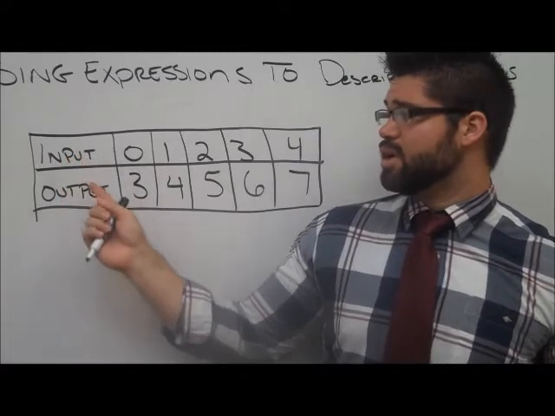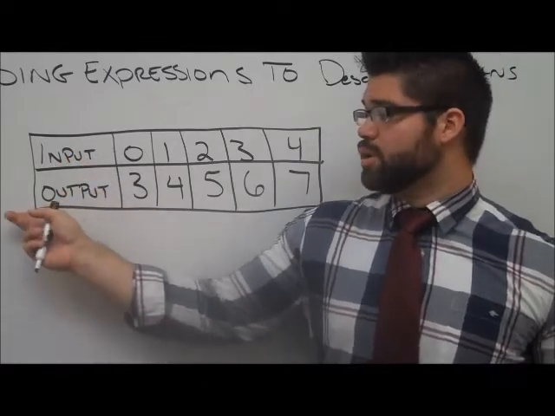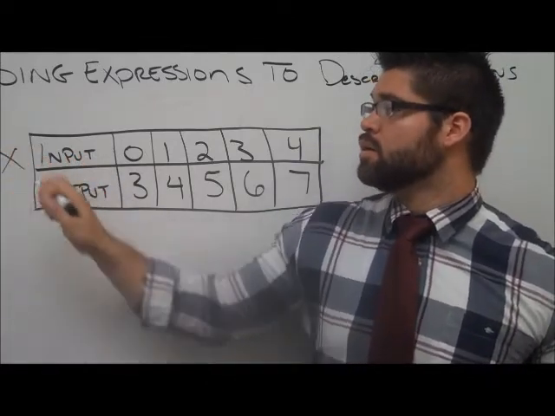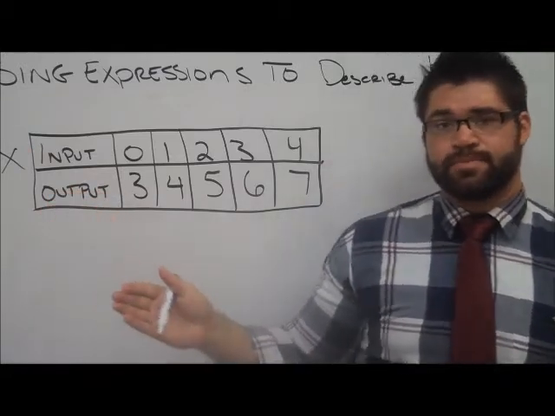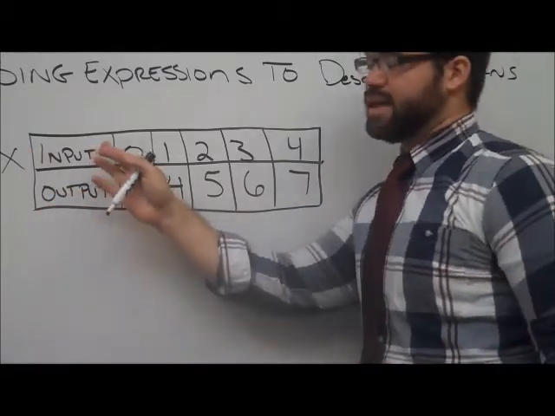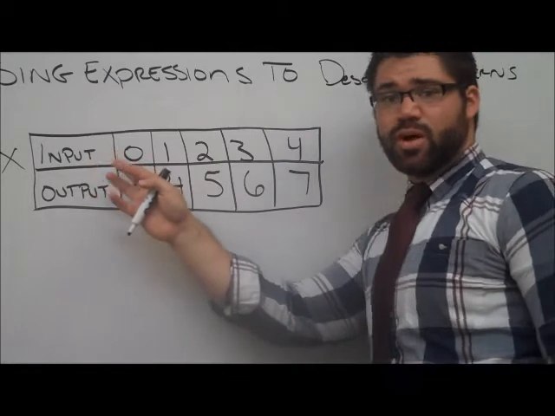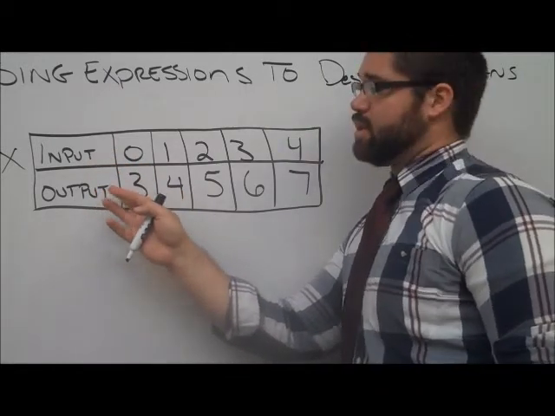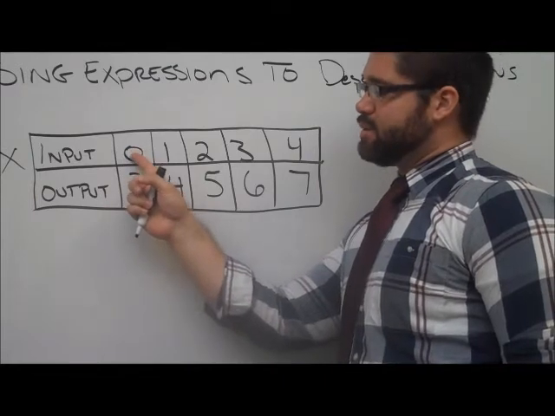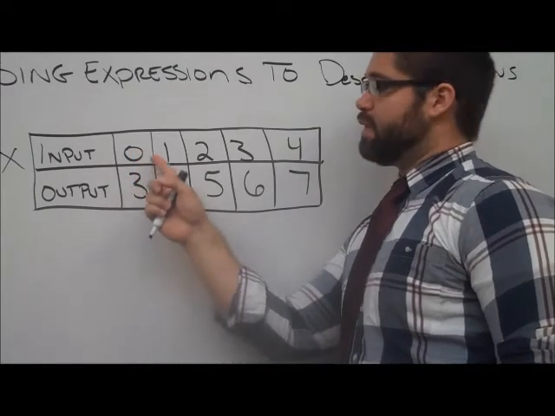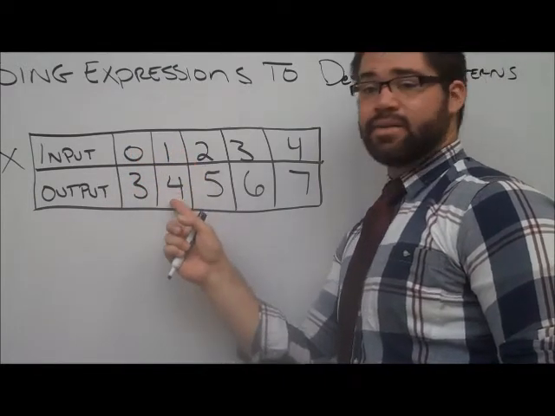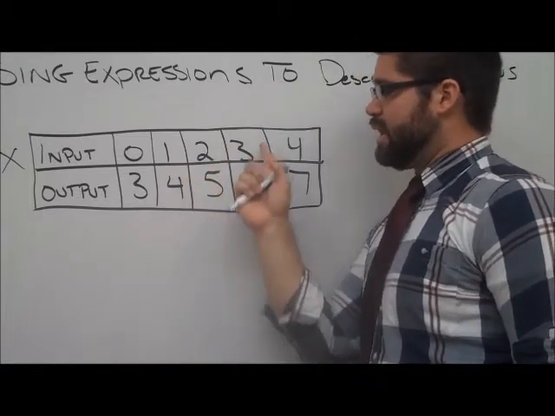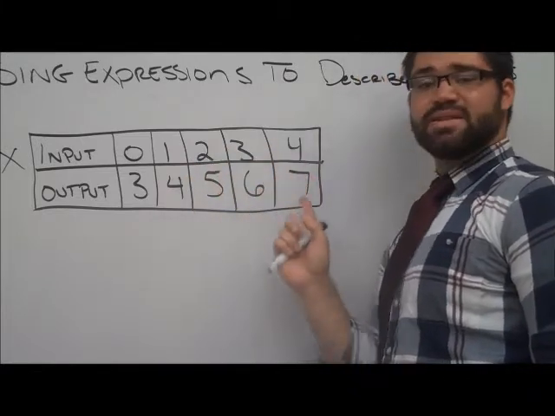So here's an input and an output. So our input is going to be x. Whatever we put in for x, okay? We need to find the rule that's going to get our input. We're going to put something into our rule that we're going to make, and we're going to end up getting an output. It's going to give us something. So if we put in 0, we get out 3. If we put in 1, then we get out 4. If we put 2 in, we're going to get 5, 3, 6, 4, 7.